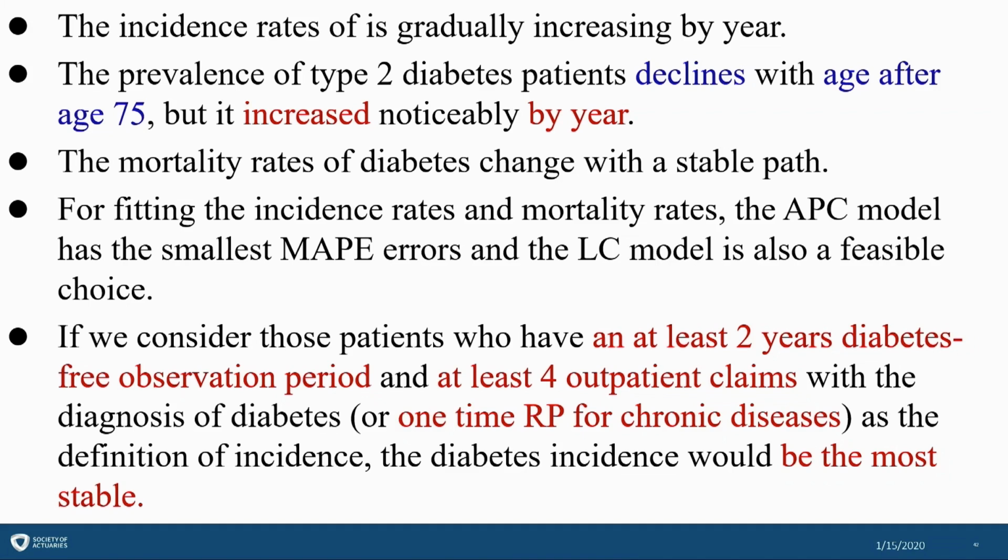If we consider those patients who have at least a 2-year diabetes-free observation period and at least 4 outpatient claims with the diagnosis of diabetes, or a one-time RP for chronic disease, as the definition of incidence, the diabetes incidence will be most stable.